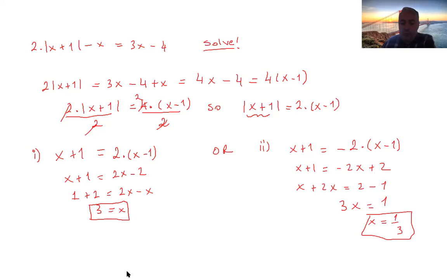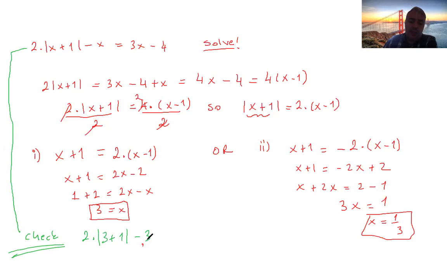Now, when you find solutions, our job is to check whether they really satisfy or not. So let's check, of course, in the original equation. 2 times, directly let me do it, absolute value of x plus 1, so x is 3, minus 3. So 3 and 1, 4, absolute value 4, positive 4, 4 times 2, 8, minus 3, 3 times 3, 9, minus 4, 5. 5 equals 5. Yes, it is.